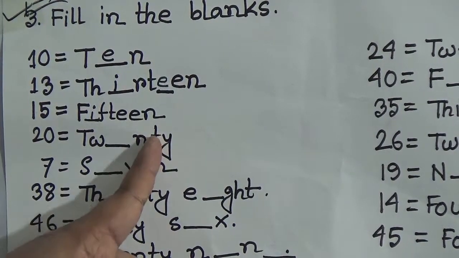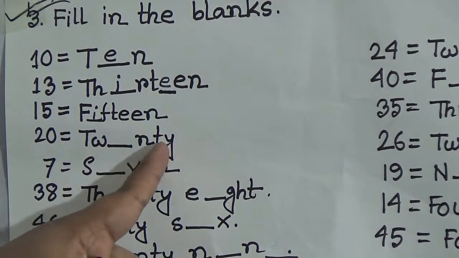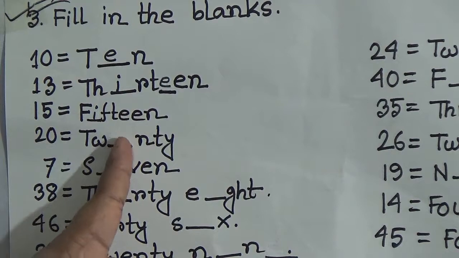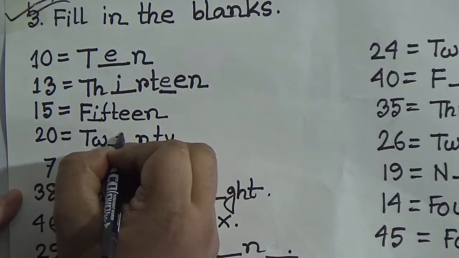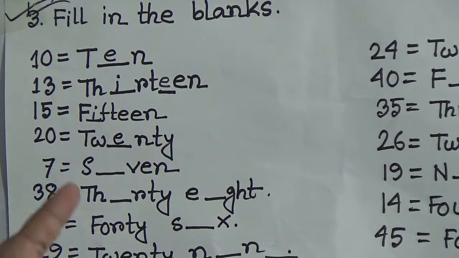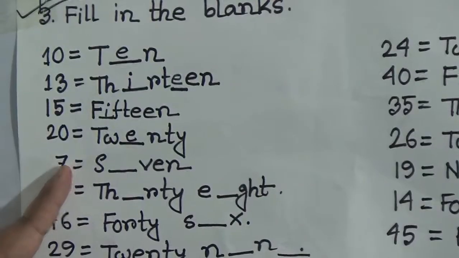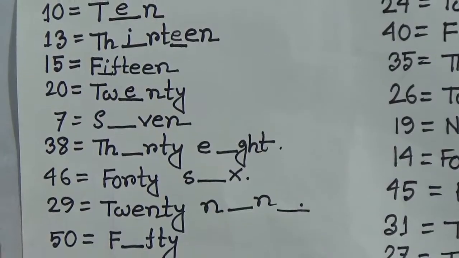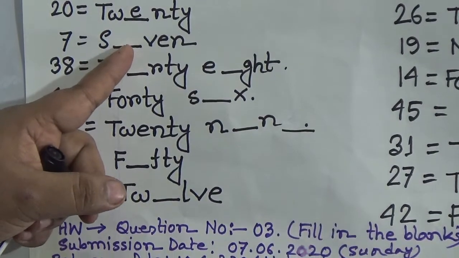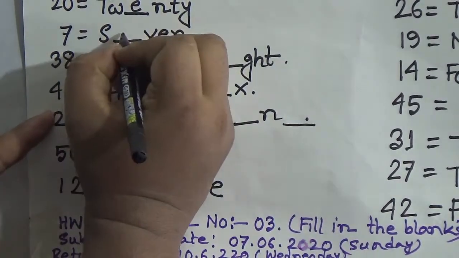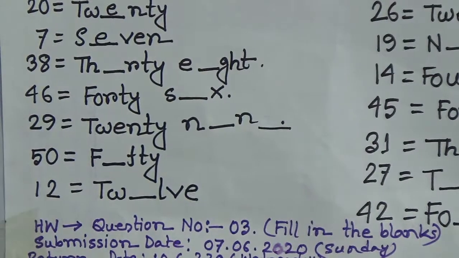What is the spelling of 20? T-W-E-N-T-Y. Here E is absent. So we write here E. 20. Our next one is 7. So the spelling of 7 is S-E-V-E-N. Here S-E, E is absent. So in the gap we write E, S-E-V-E-N.